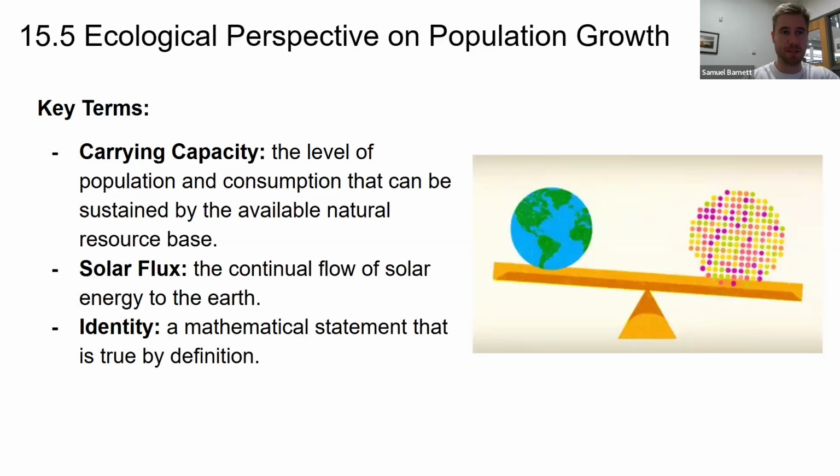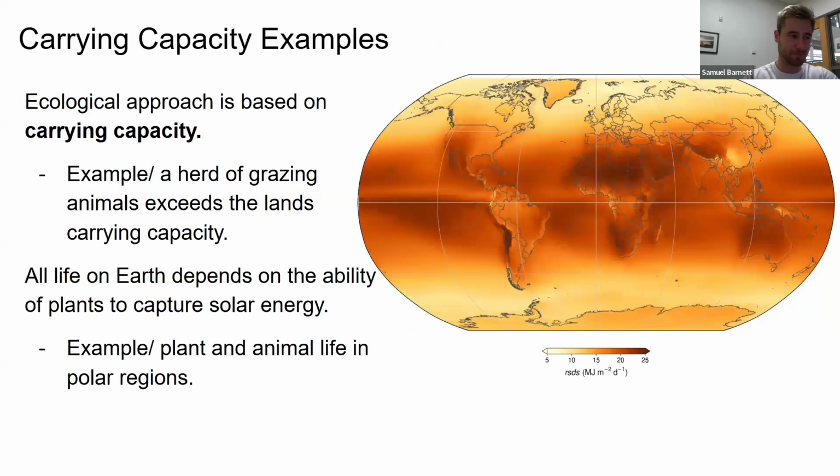All right. For 15.5, ecological perspective on population growth, we have our three key terms, which are carrying capacity, solar flux, and identity. Some carrying capacity examples. Ecological approach is based on carrying capacity. This implies that there are practical limitations to the population that can occupy a specific region.